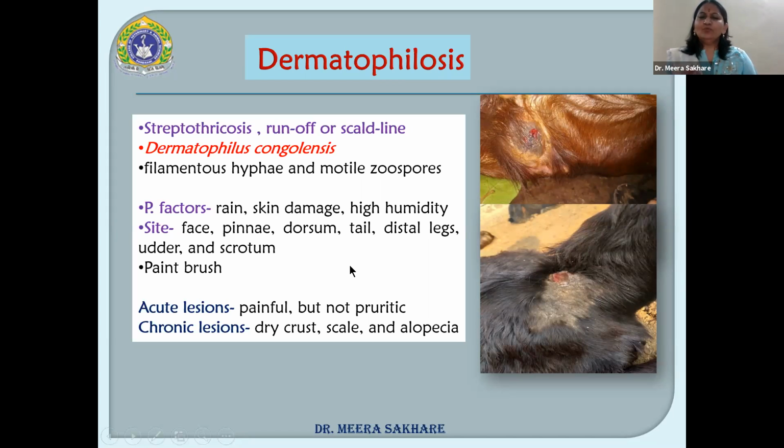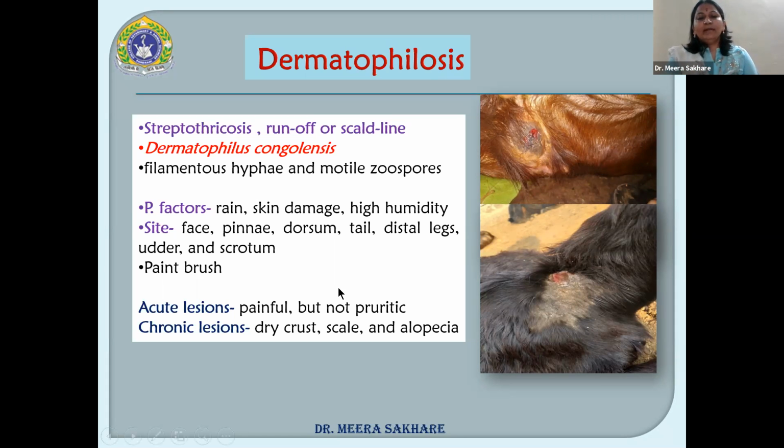damage of the skin due to any cause, such as the bite of an insect, the bite of a tick, any trauma to the skin of the animal, or high humidity. This bacteria requires moisture for proper multiplication. Generally in case of dermatophilosis, the face area, ear pinna, dorsal abdomen, tail area, or sometimes udder or scrotum can be affected, and we can see paintbrush-like lesions. Typical paintbrush lesions we can see on the distal part of the body of the animal.